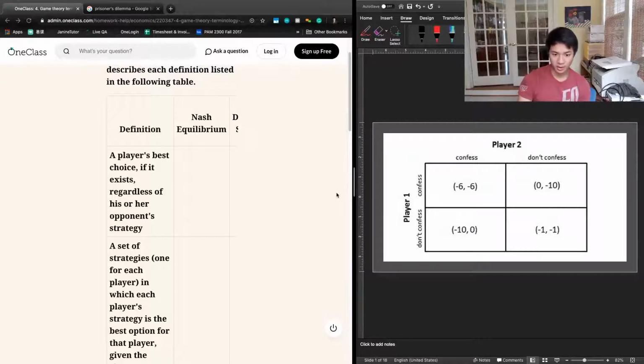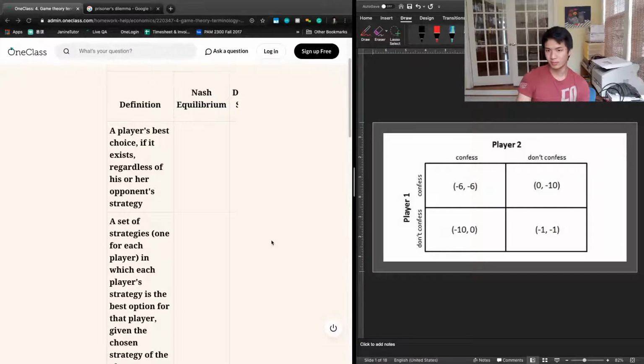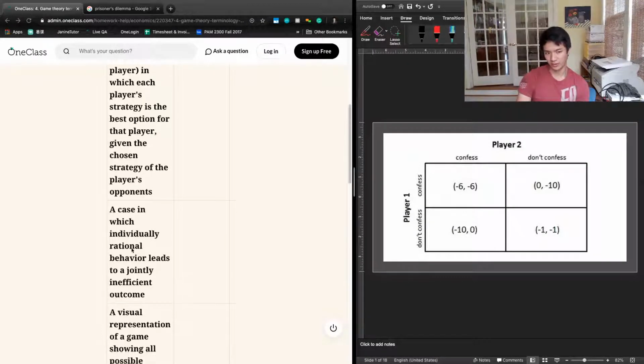So if they could collude and if they could work together, they would say, let's both not confess, and we would get to this optimal outcome of only serving 1 year in jail each. And yet, because they can't collude and they can't communicate, what you see is that the optimal strategy for both is to confess, and they'll end up in this square over here where they both serve 6 years in jail. And so that outcome of this kind of payoff matrix game is what we call prisoner's dilemma. And so that is the answer for this third definition.